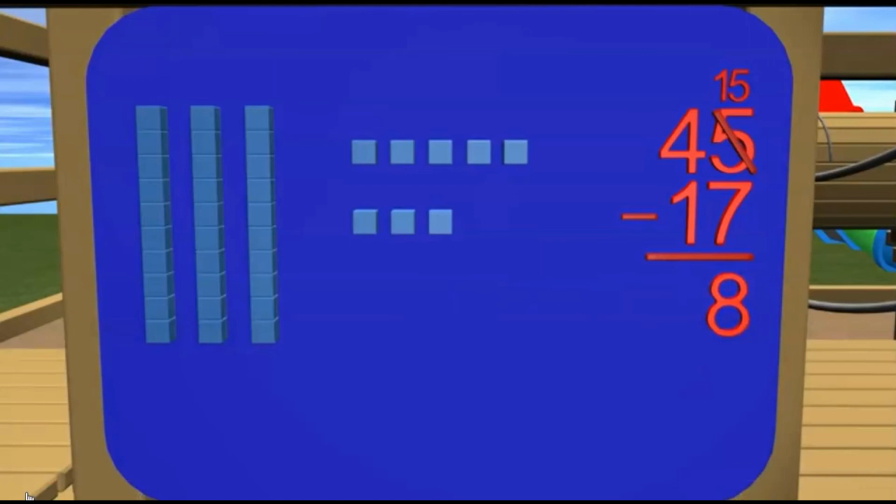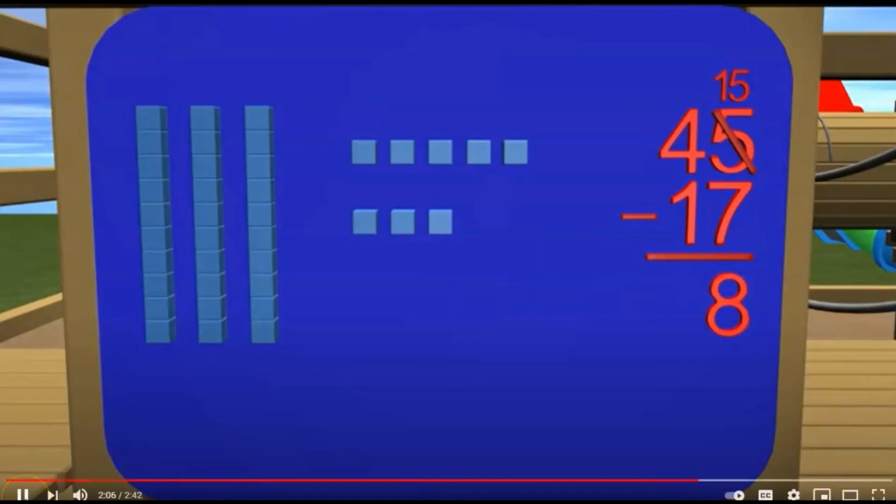Next we need to count the tens place. But wait, we're supposed to have 4 tens blocks, but there are only 3. Why is that? Oh right, we had to trade a tens block for 10 ones. Let's change this 4 to a 3.